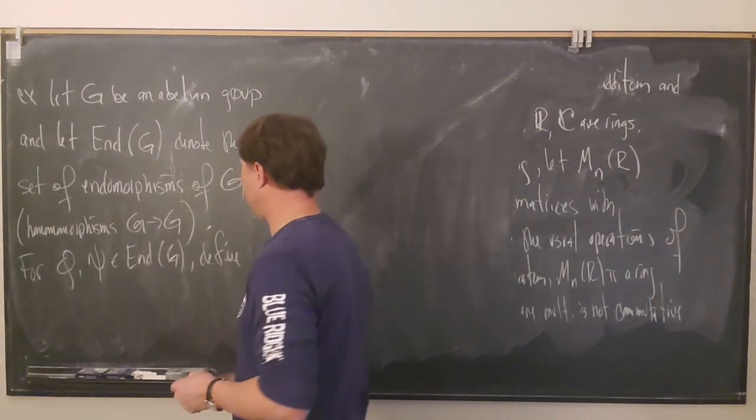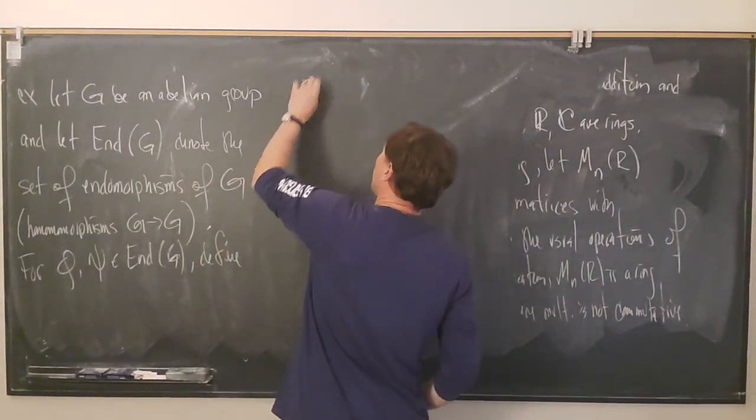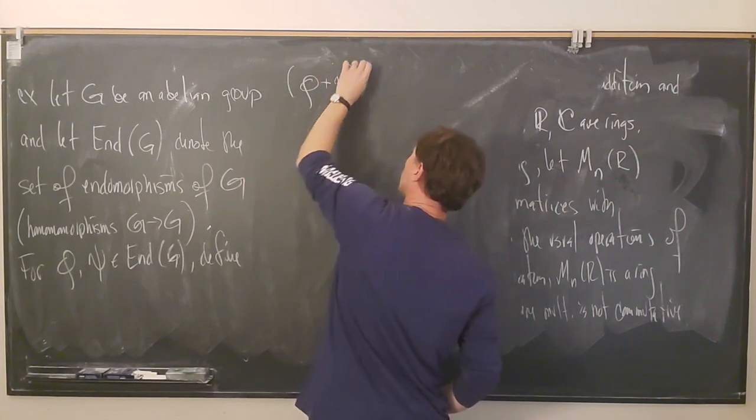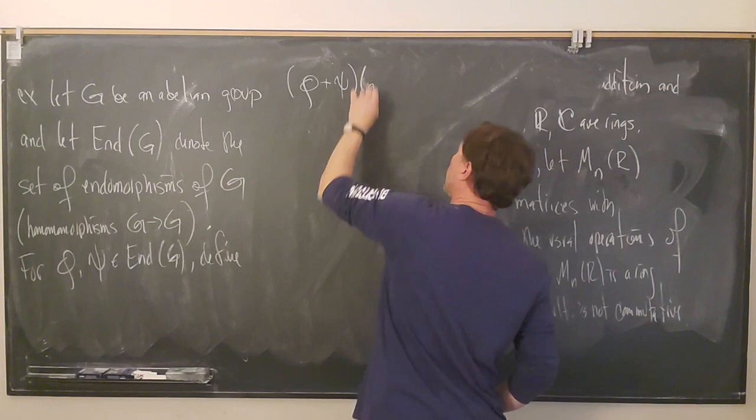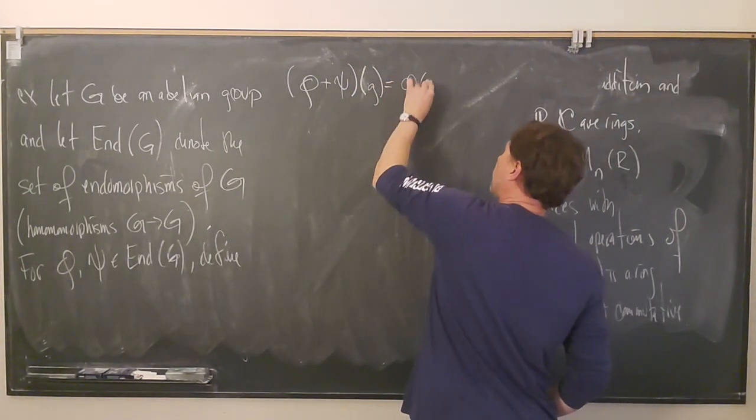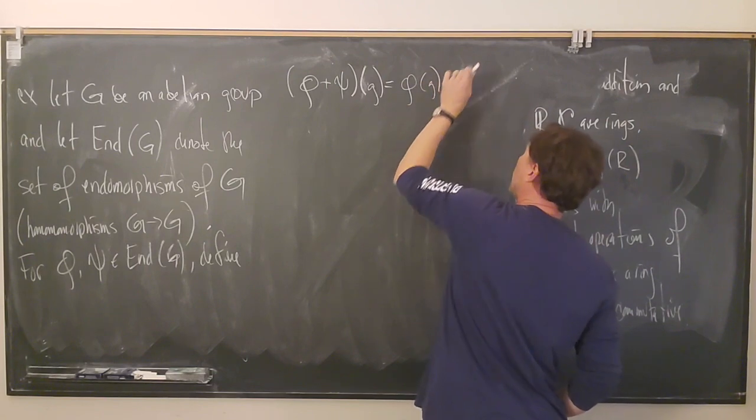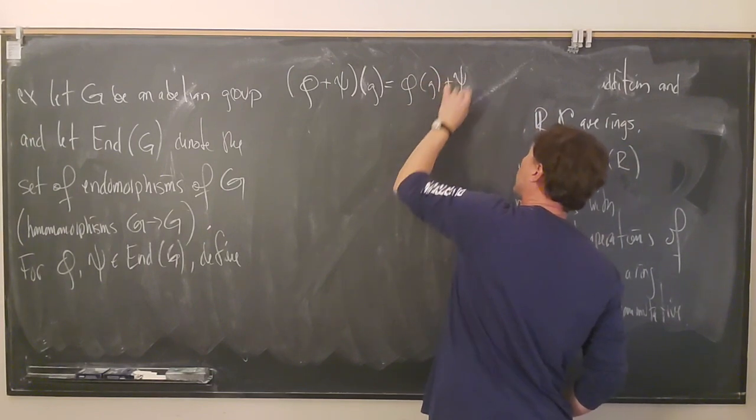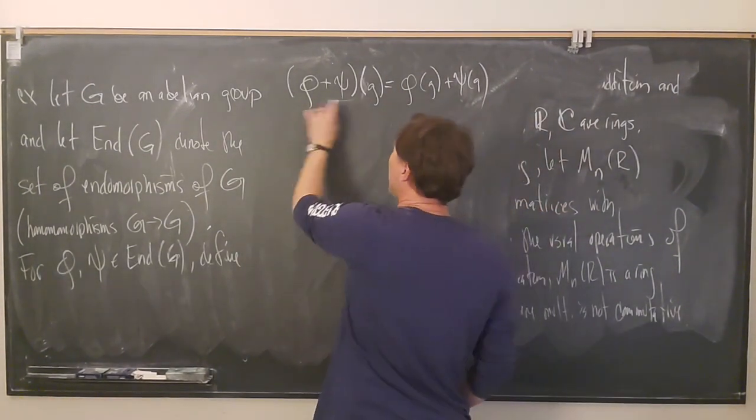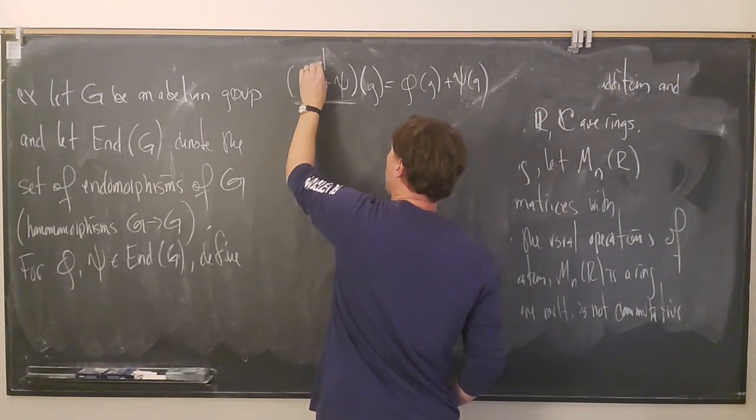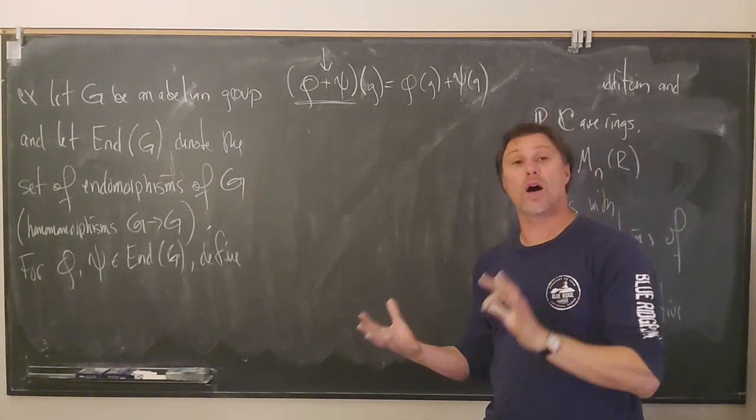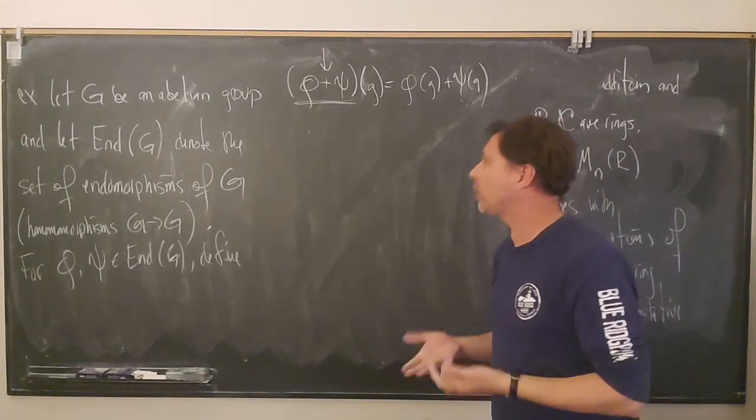So we're going to define phi plus psi of little g equal to phi of g plus psi of g. So what am I defining right here? I'm defining that operation, the operation of addition of endomorphisms. And how do I specify it?